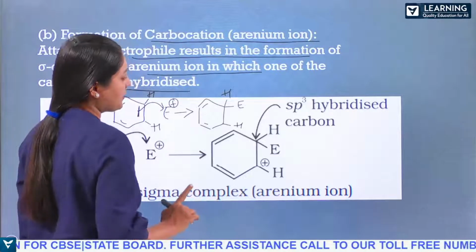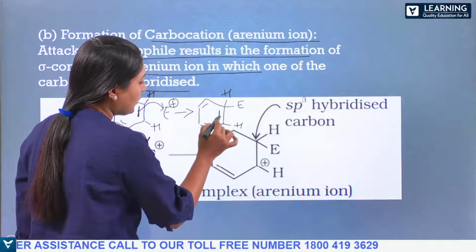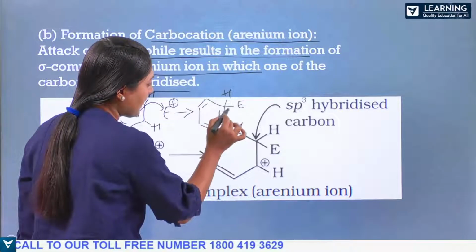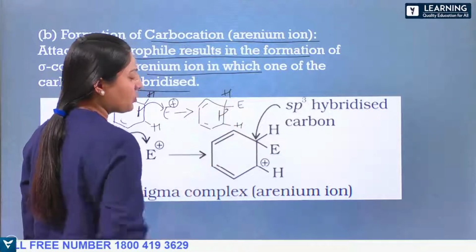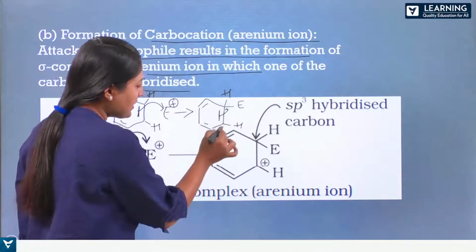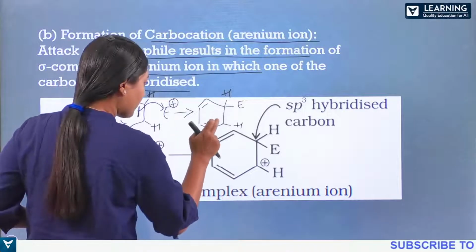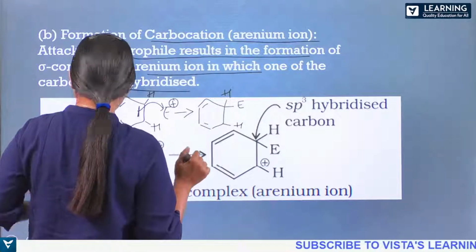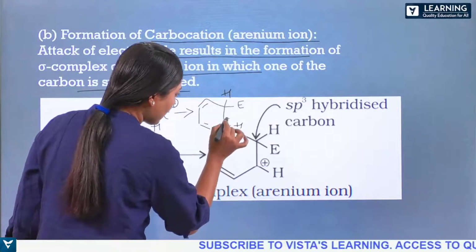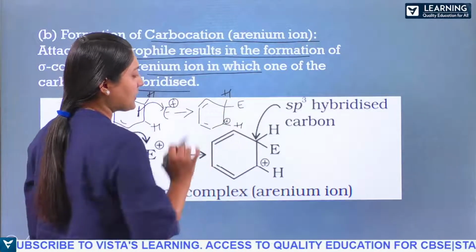So now what happens is that this bond was taken away by this carbon atom, because E is attacking this carbon atom, right? When it is taken by this carbon atom, it will lose one electron. When it loses one electron, this carbon atom will become positively charged. So now we need to satisfy this.